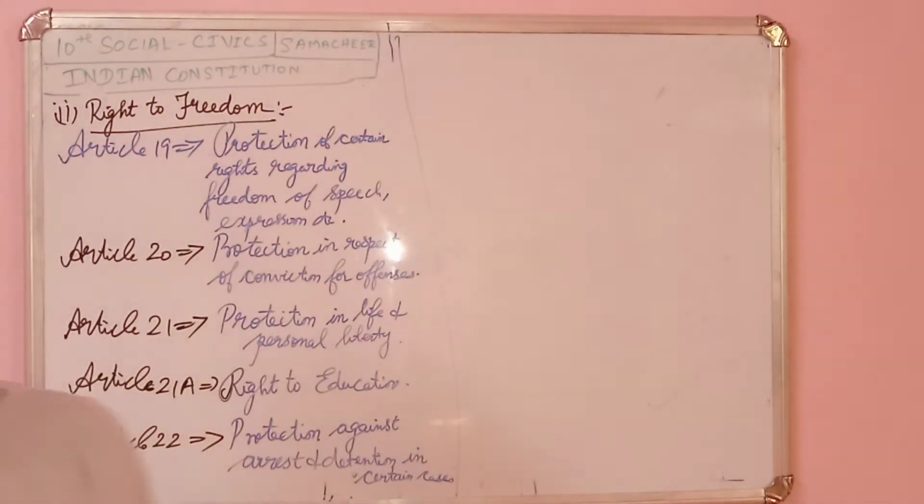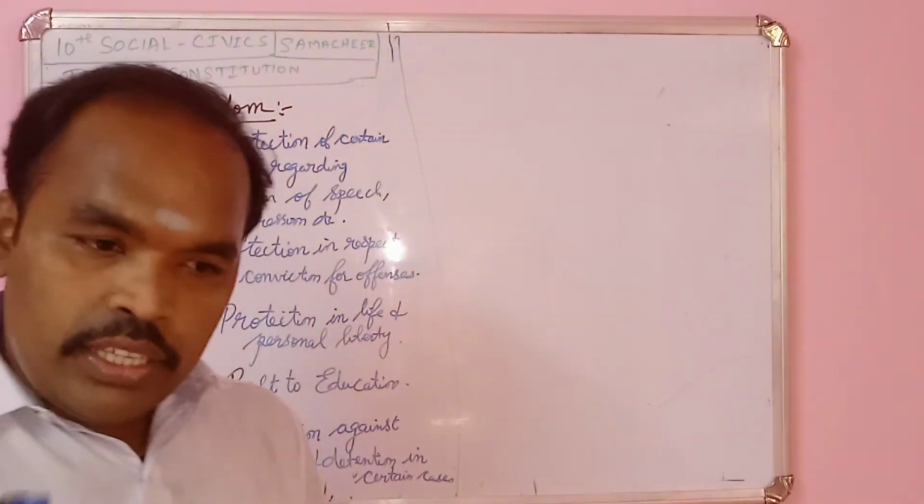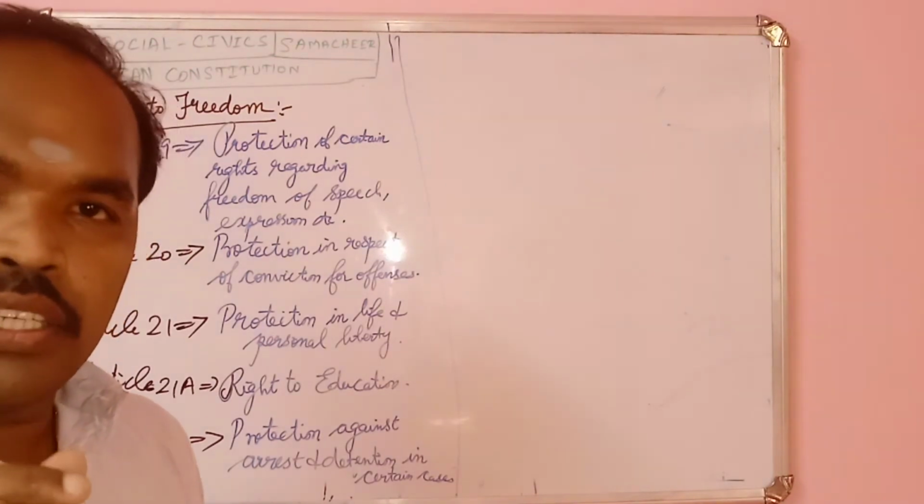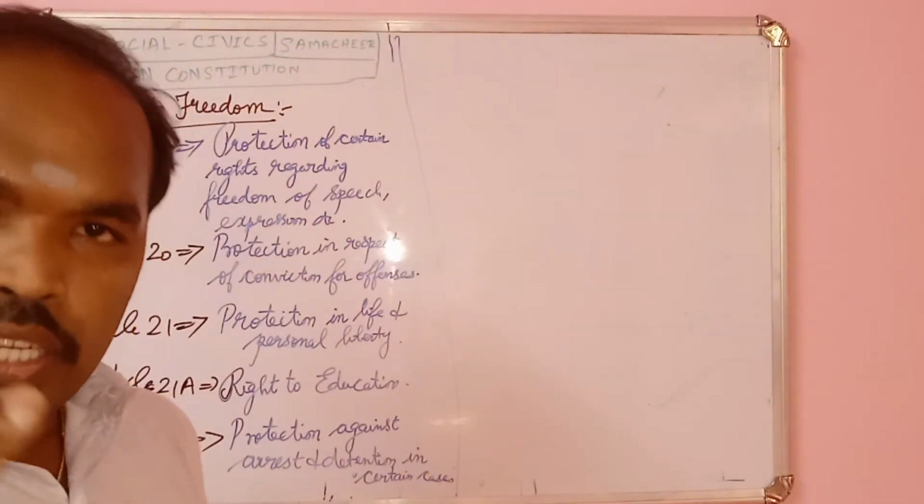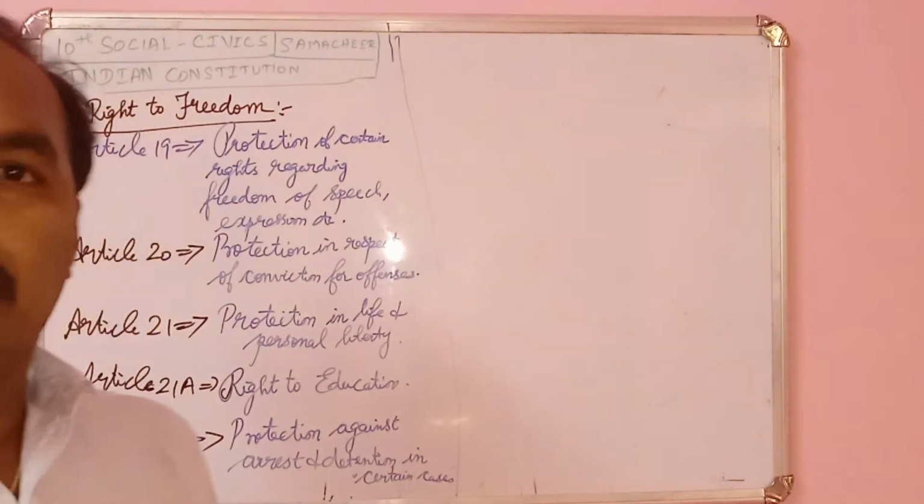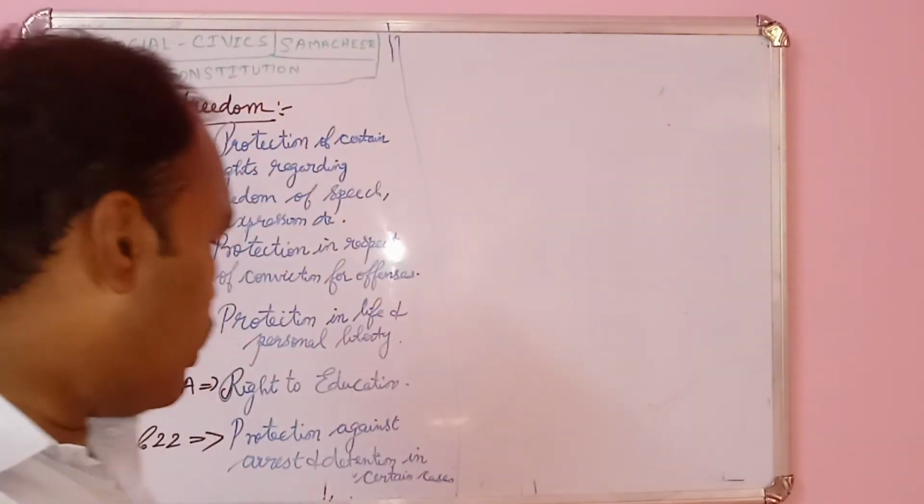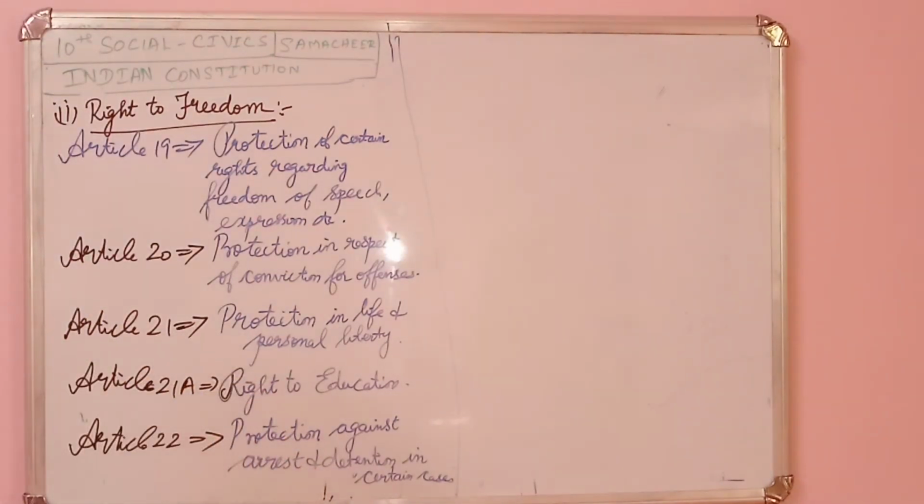Article 21A, right to education. Everyone in the entire country, all the children, need to study a minimum level of education. That is the minimum standard. At least they need to study until 5th or 8th standard. Every student needs to be admitted in schools. That is why the right to education has been provided.